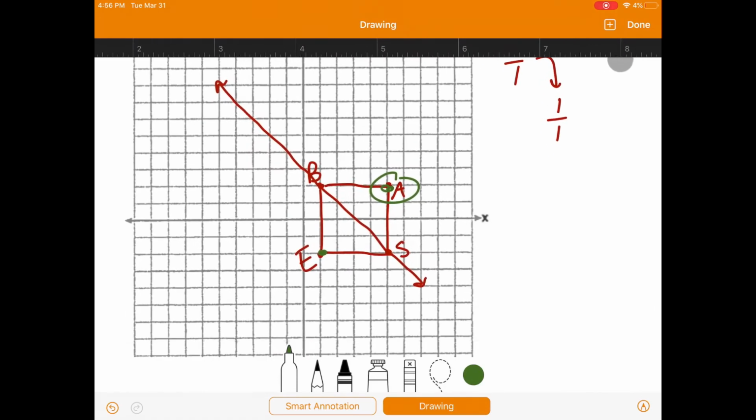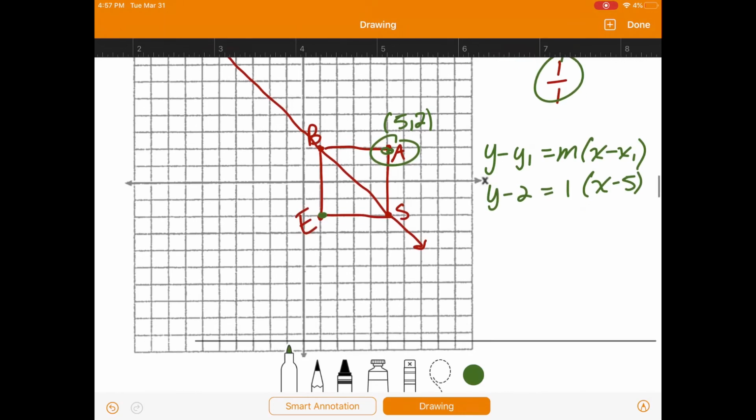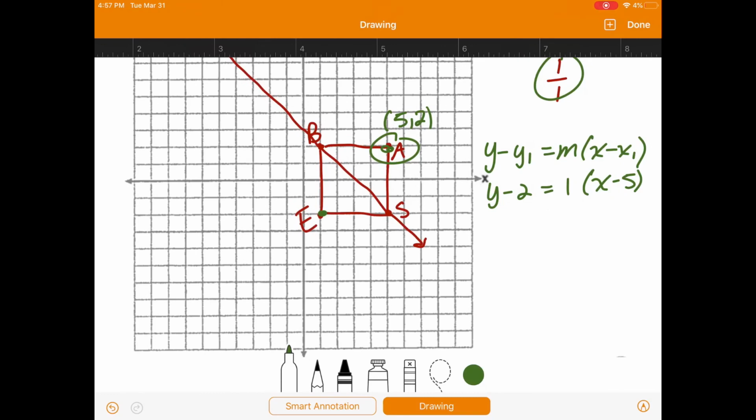So if we do y minus y1 equals m times x minus x1, then we've got that. We know that m is going to be 1 over 1, which I'm just going to plug in as 1. And then for A, this was the point 5, 2, so that means the x value is 5 and the y value is 2. And when you distribute everything and solve, you're going to get this as your answer. Y equals x minus 3.